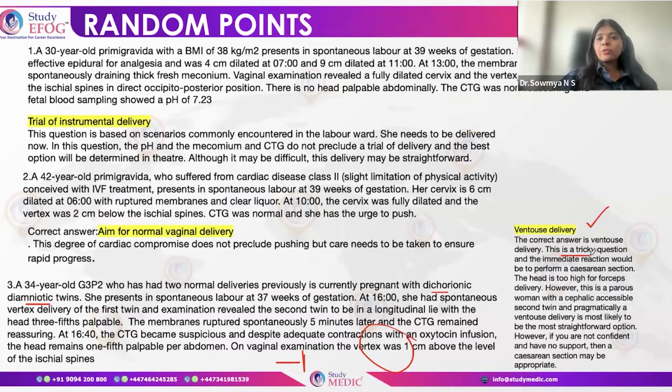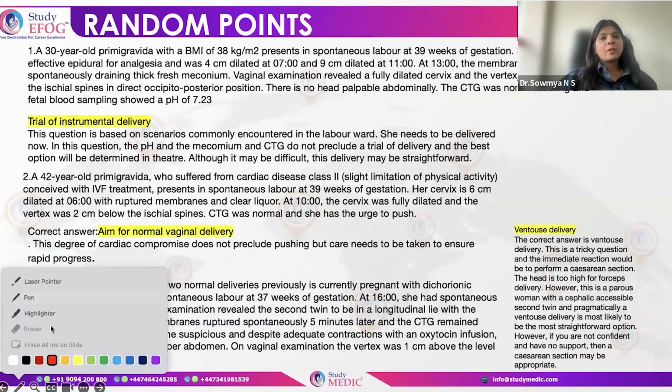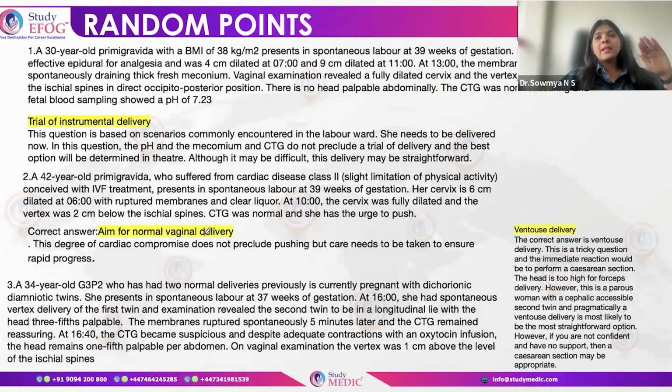This is a tricky question. And remember, definitely the immediate thing would be you will think of going ahead with cesarean section. But usually in these cases, ventouse is the most straightforward option. So again, I will reconfirm with you guys, it's only an exception in the second twin where you apply at -1. That is vacuum, not the forceps. So this is an exceptional case.